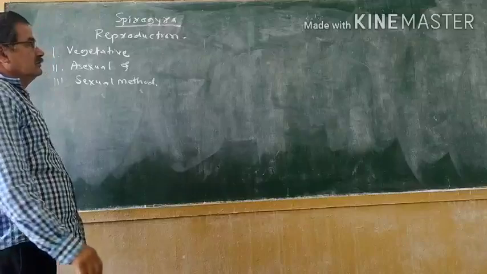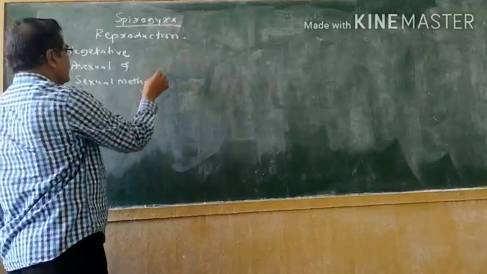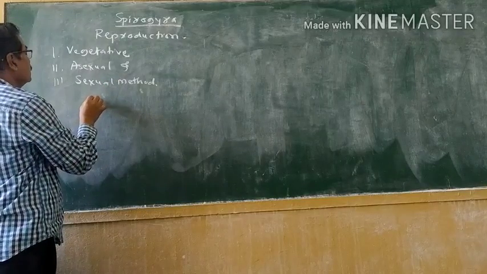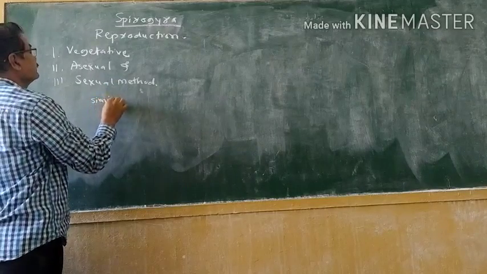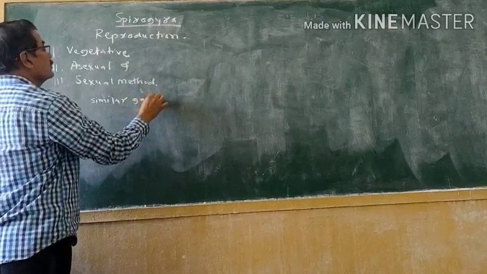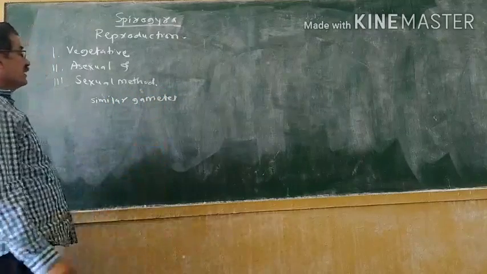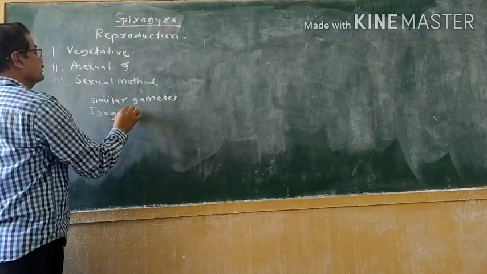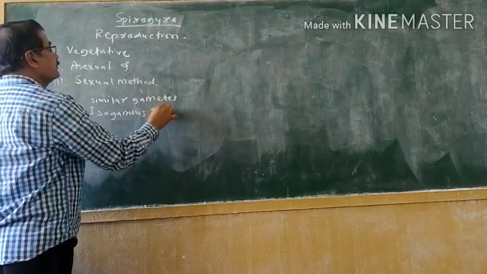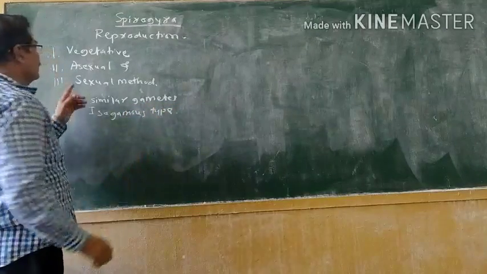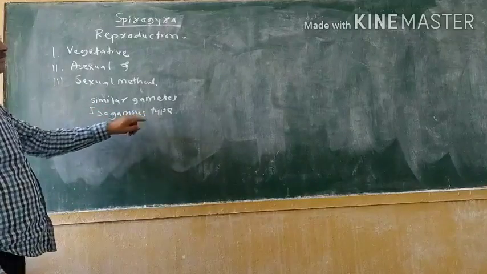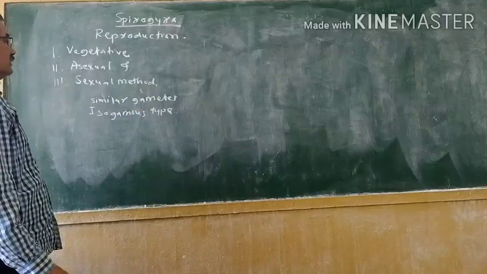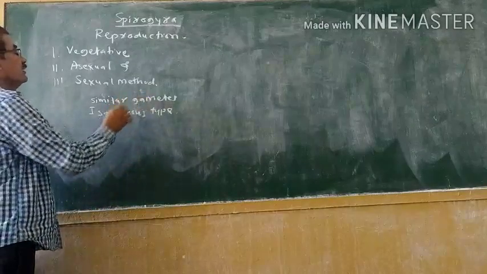The sexual method here takes place by formation of similar gametes. Formation of two similar gametes, therefore, it is known as isogamous. Sexual reproduction takes place by means of the isogamous type. Isogamous means similar gametes; gamous is gametes. Formation of the two similar gametes.